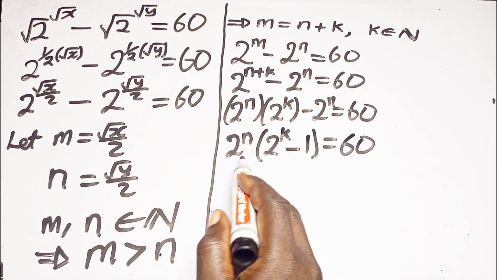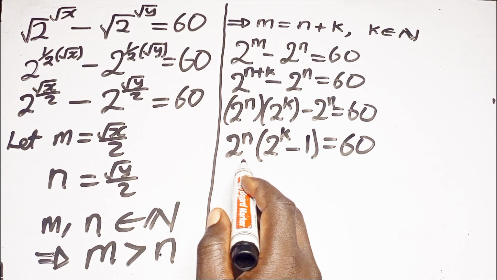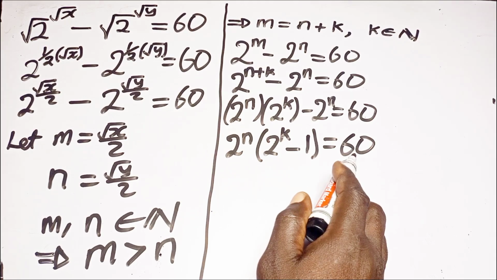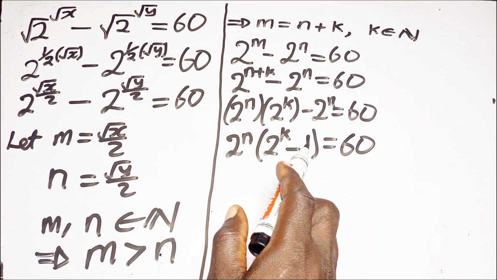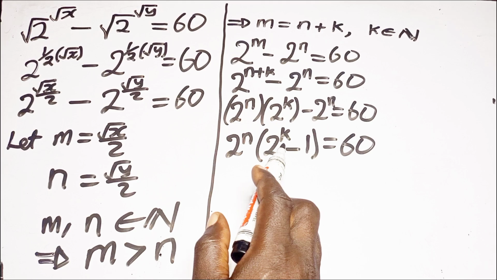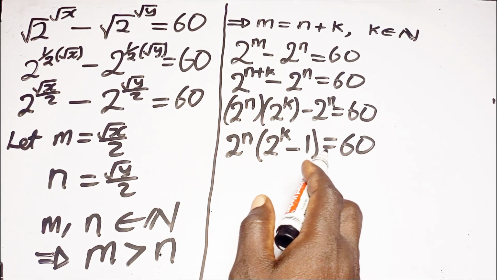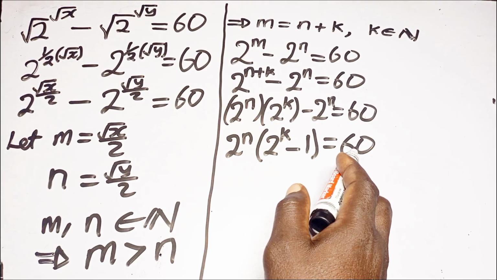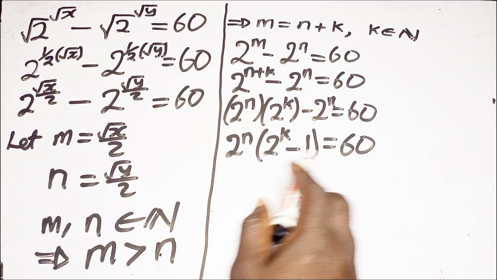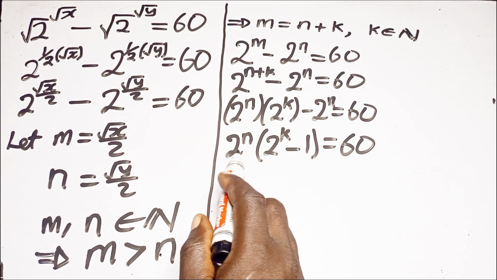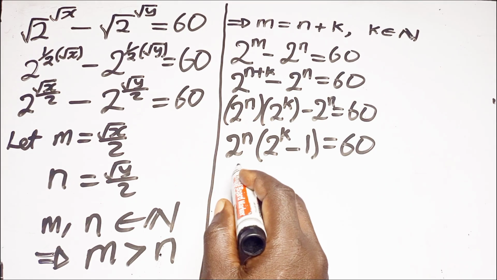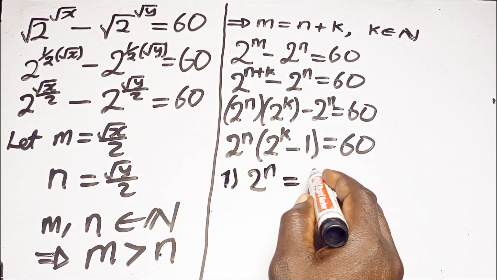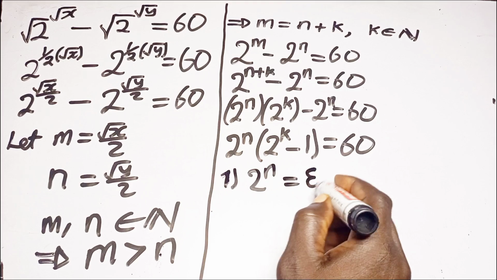Now, there's another line of reasoning that we must follow here, because now that we have the product of two expressions giving us 60, we have to decompose the number 60 and form two equations. But how do we go about that? When we decompose 60, what are those factors of 60 that will match what we have on the left hand side? Now, if you look at the left hand side, we notice the following. 1, 2 to the n is always even.